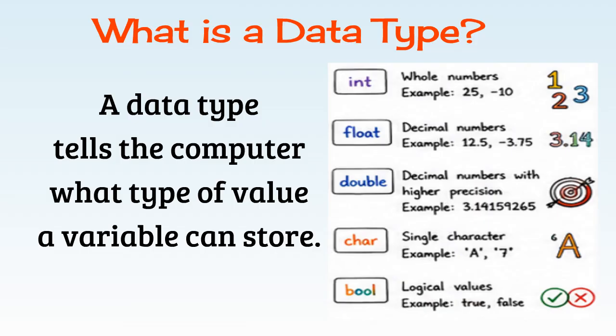The fourth data type is char. The char data type stores a single character. Characters are enclosed in single quotation marks. For example, the letter 'A'. Remember, a char can store only one character. The fifth data type is bool. The bool data type stores logical values. It has only two possible values, true and false. Boolean variables are commonly used when making decisions in a program.